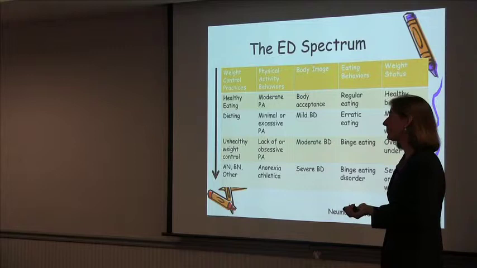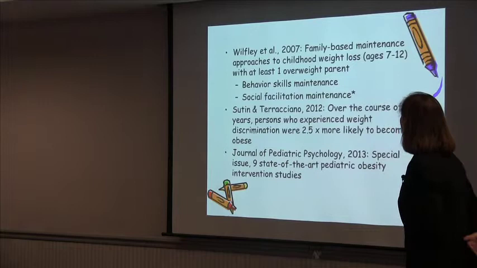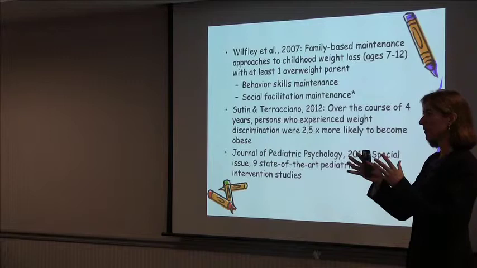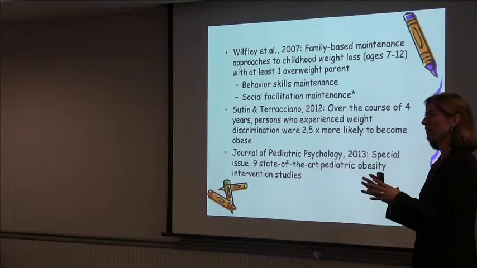A few other illustrative studies. Denise Wilfley et al. has this wonderful program. She looked at family-based maintenance approaches to childhood weight loss in children ages 7 to 12 who had at least one overweight parent. So first in the program, they all undergo weight loss, and then they go on two types of weight maintenance.